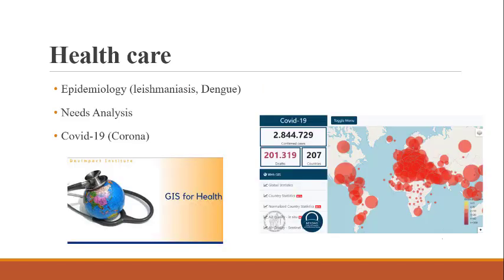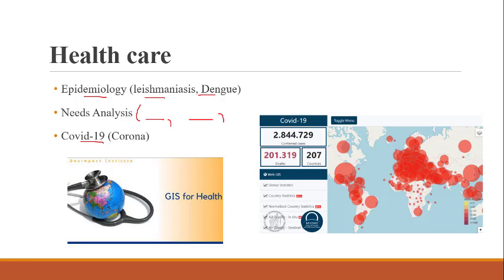GIS can be used in healthcare, like in epidemiology. Epidemiology, that is like leishmaniasis, dengue fever, etc. It can also be used for needs analysis, that is, where a healthcare center should be opened, or like nowadays COVID-19, corona is widespread all over the world. So this is the result of COVID-19.